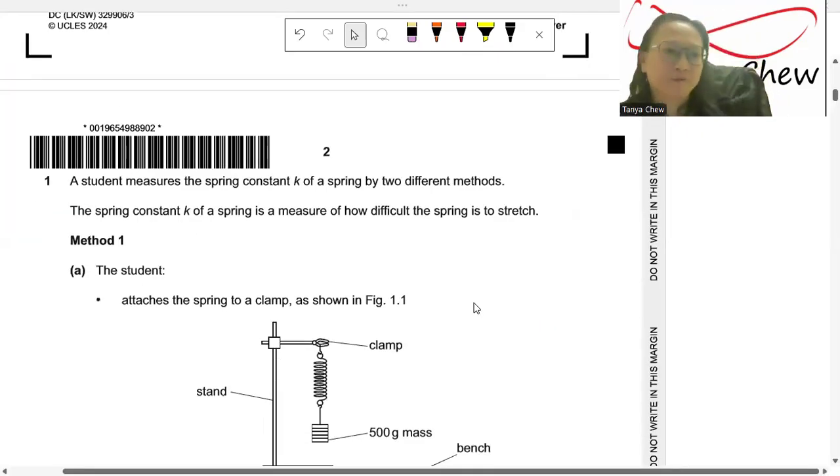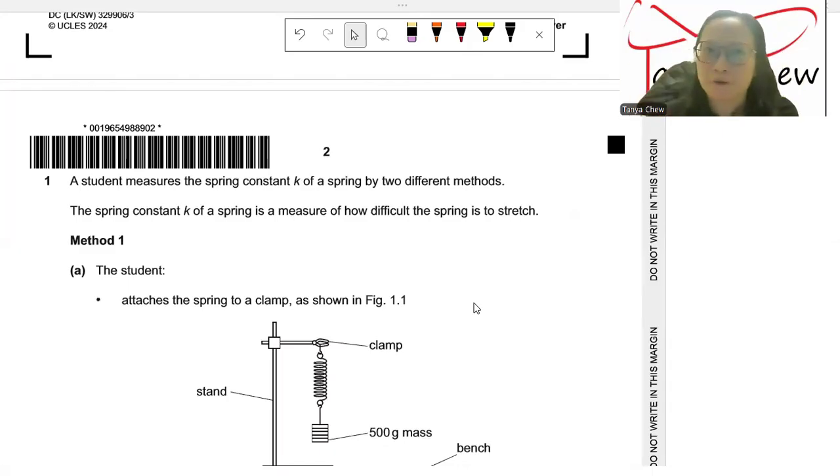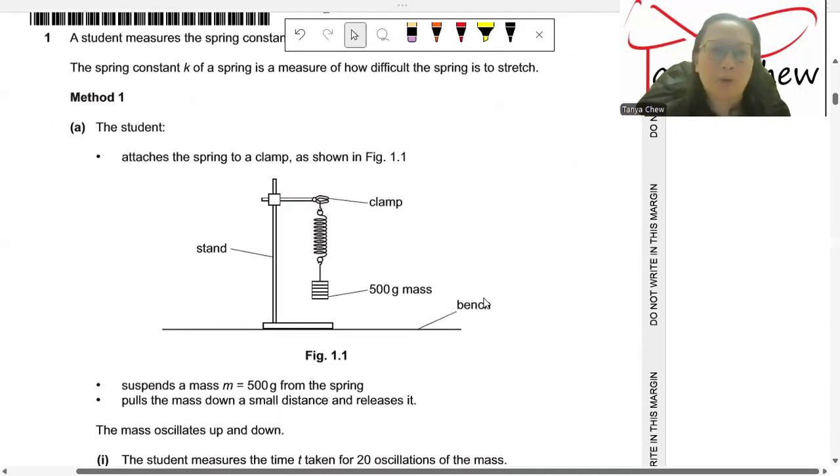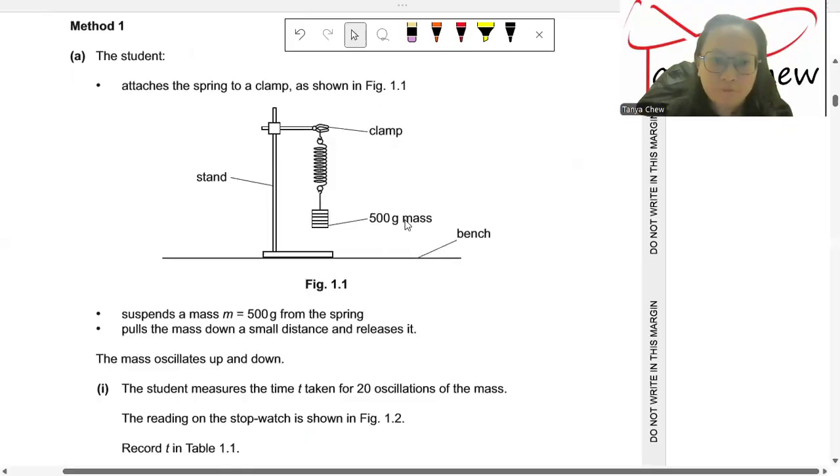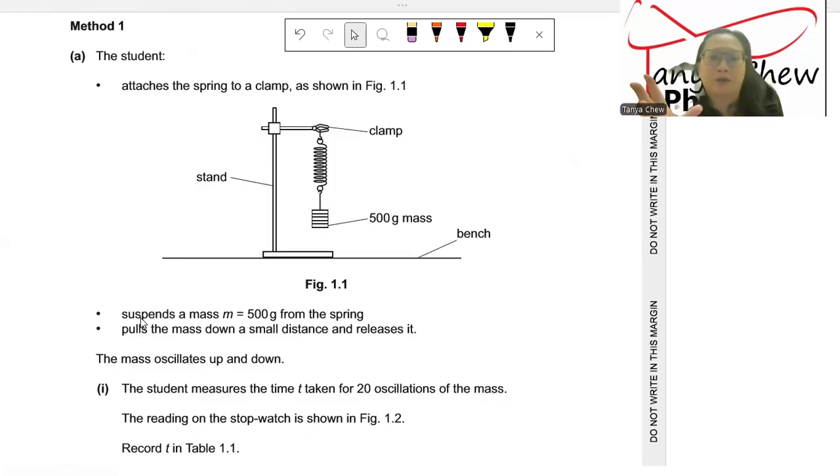Now, let us look at the first question first. A student measures the spring constant K of a spring by two different methods. The spring constant K of a spring is a measure of how difficult the spring is to stretch. Method number one, the student attaches the spring to a clamp as shown in Fig 1.1 and suspends the mass M equal to 500 grams from the spring, pulls the mass down a small distance and releases it, lets go of it.